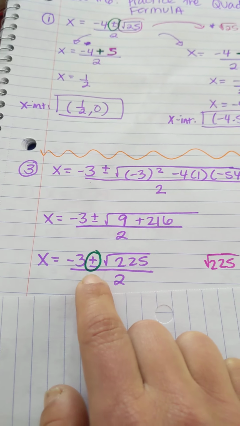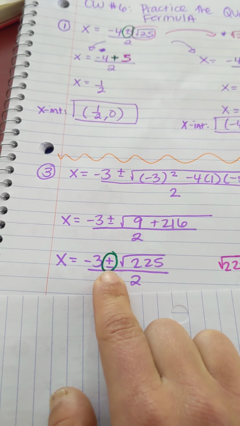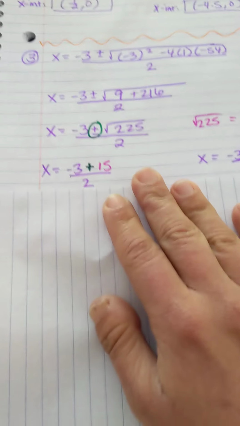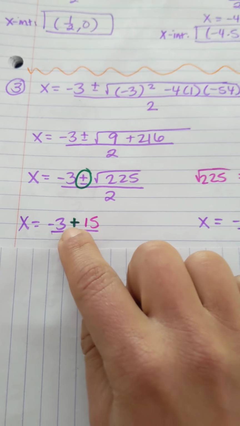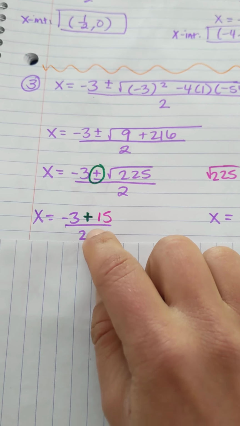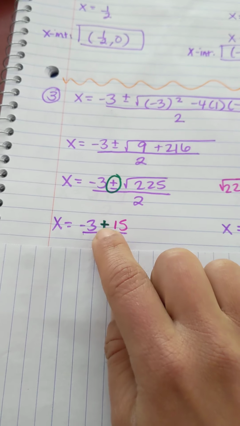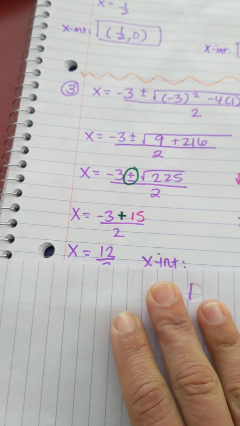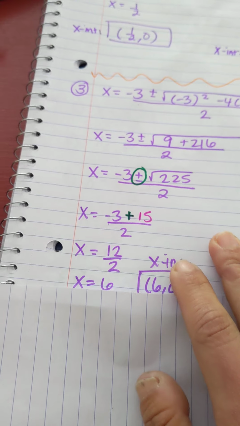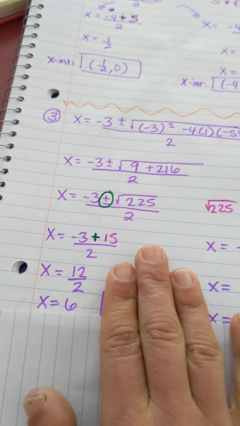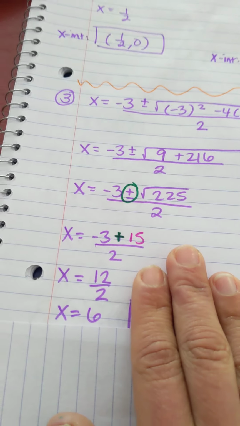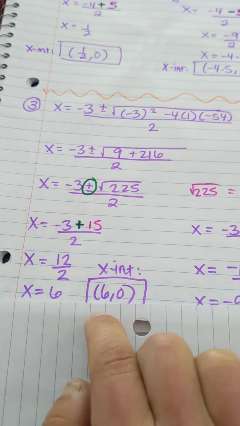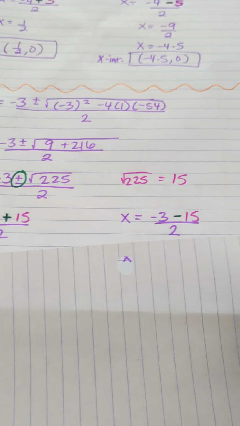And we're going to have to write how many equations? 2, because there's a plus and a minus. So the first equation would be x equals -3 plus 15 divided by 2. Well, -3 plus 15 is going to be a positive 12. 12 divided by 2 is 6. And to write it as an x-intercept, how would we write that as a coordinate? You got it, 6, 0.